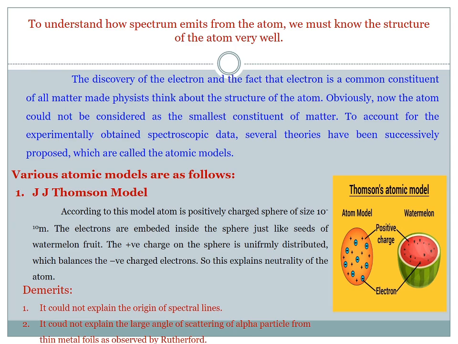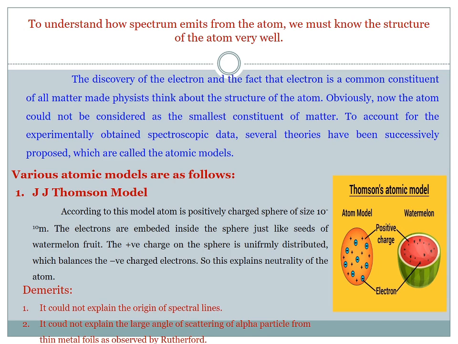Previously it was considered that the atom is the smallest constituent of matter, but after the discovery of the electron, the atom was no longer the smallest constituent. Now the smallest constituent of matter becomes the electron. Obviously, the atom could no longer be considered the smallest constituent of matter.